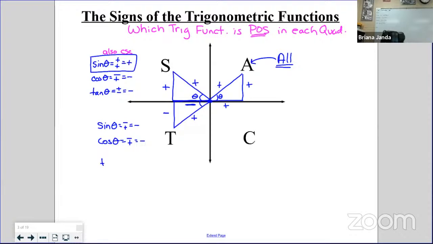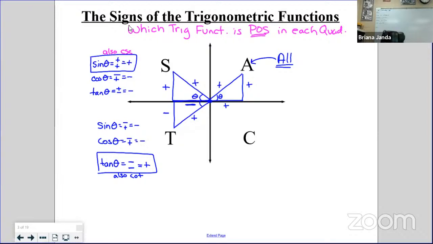Tangent's the one that's a little tricky in this quadrant because it is opposite over adjacent. Well, my opposite is a negative number, my adjacent is a negative number, and a negative over a negative is ultimately positive. And so you're seeing the T, which you probably guessed, stands for tangent, also cotangent, right? Is the only positive trig function that you will get in quadrant 3. All right, so what's the only positive trig function you're going to get in quadrant 4?